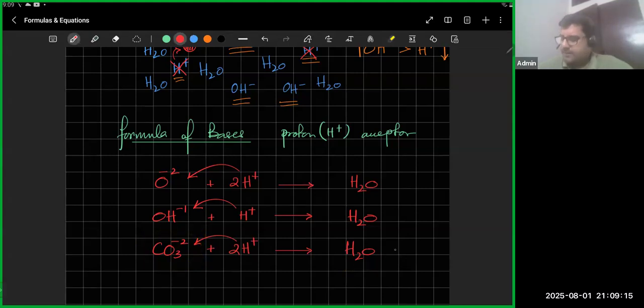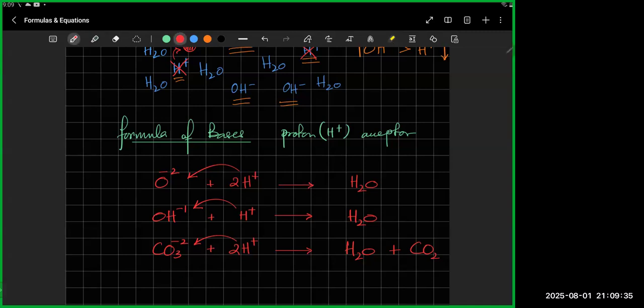What is left? CO2 is left. For the CO3, now one of the oxygens is gone because that oxygen ends up combining with the H plus ion and forming water. Okay? So carbonate is a base as well. Is that clear?